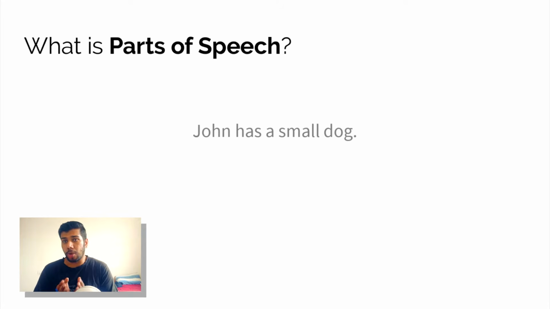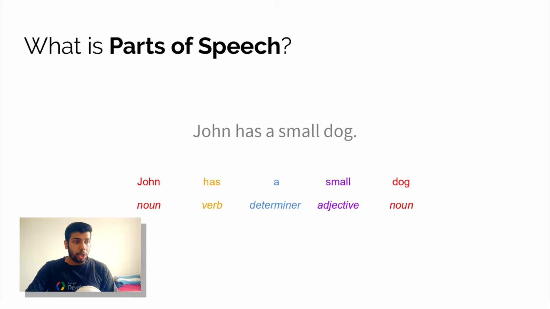Let's say John has a small dog. And in this, we can easily see that John is a noun, has is a verb, a is a determiner, small is an adjective, dog is a noun. So noun, verb, determiner, and adjective here are parts of speech. So we'll be trying to have some label data in which noun, adjective, determiner are already mentioned for every word, and we'll be trying to predict that for unknown sentences for each and every word what the grammatical category is.